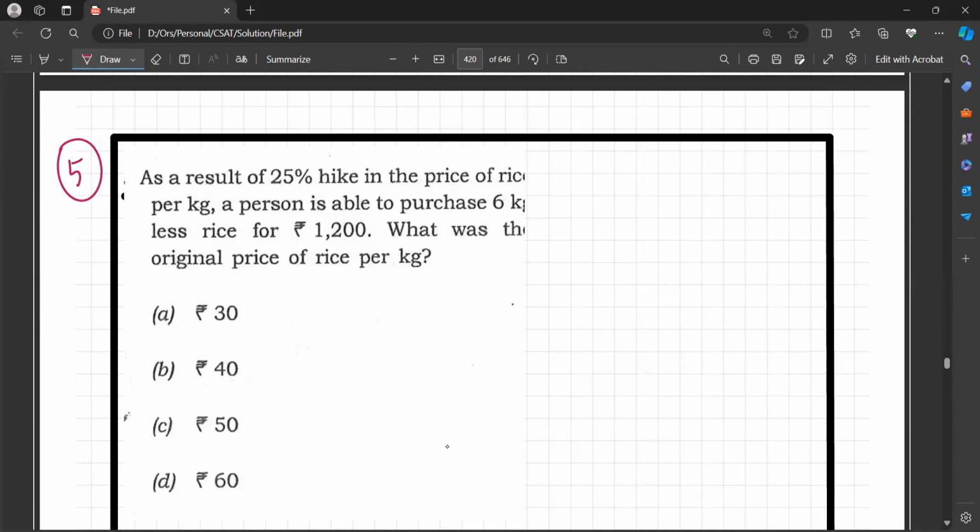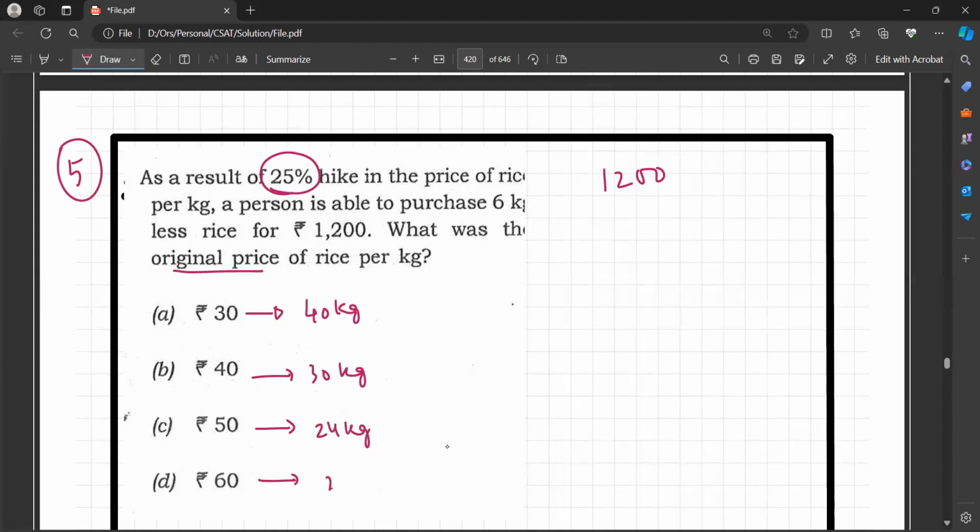As a result of 25% hike in the price of rice per kg, a person is able to purchase 6 kg less rice for rupees 1200. So for 1200 rupees, how much rice did the person used to purchase here? If the original price of the rice is 30, will purchase 40 kilos. यहाँ पे will purchase 30 kilos. यहाँ पे will purchase how much? 120 by 5. That will be 24 kilos. यहाँ पे will purchase 20 kilos.